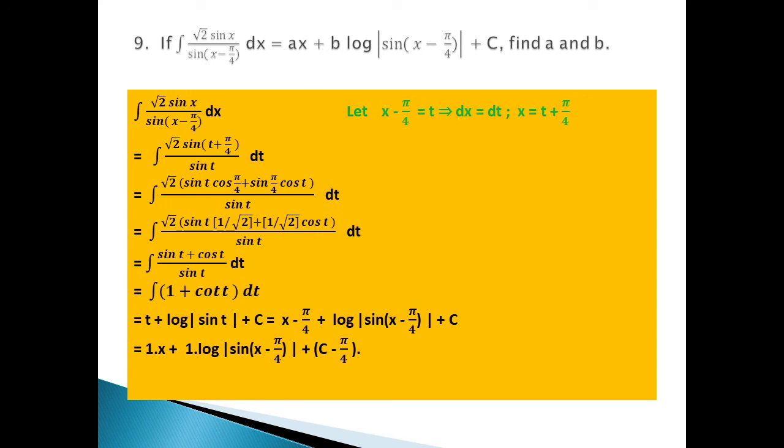So I can see when I do the comparison with the right hand side of the question given to me, a is in place of 1, b is in place of 1, and for c I have c minus pi by 4. But the question was asking only about a and b, so the answer would be a is equal to 1 and b is equal to 1.